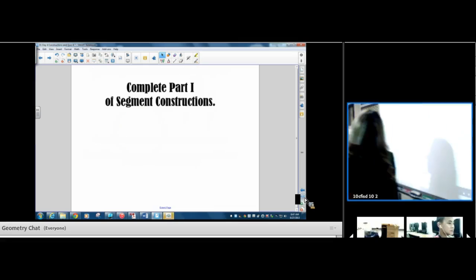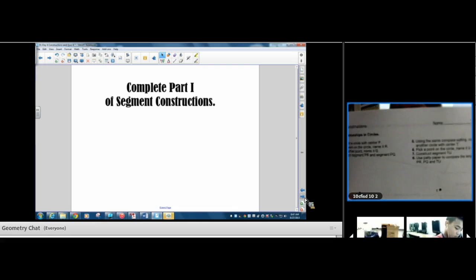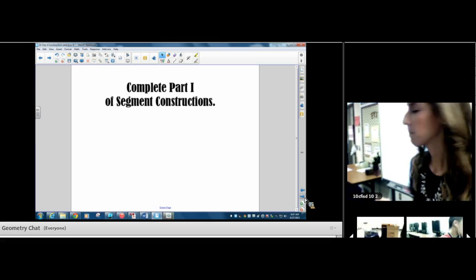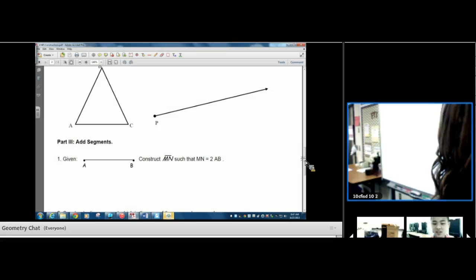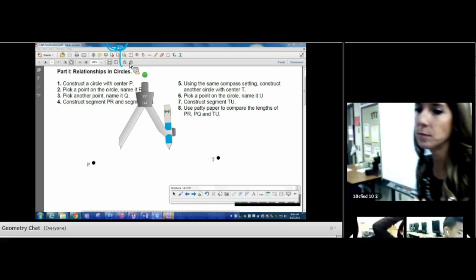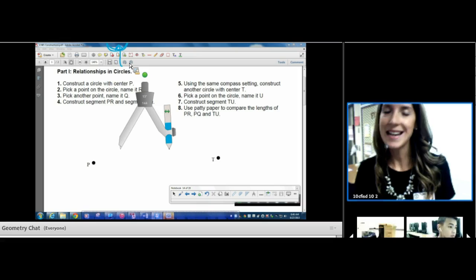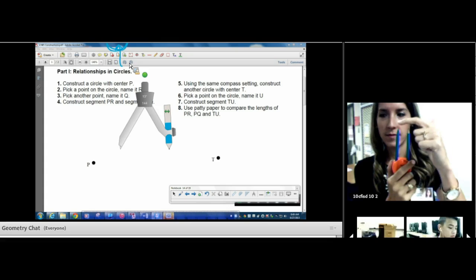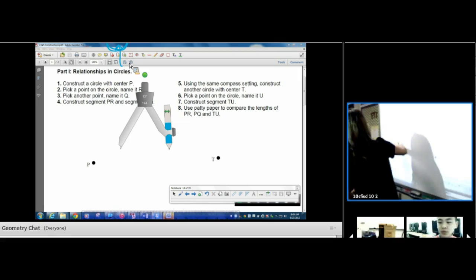So on your practice, it looks like this, segment constructions. I want you to complete part 1. Let me show you what it looks like. Part 1 says to construct a circle with center P. Alright, so if we wanted to construct a circle with center P, what would we need to put on point P? The needle part, right? We would need to put the needle part on point P.